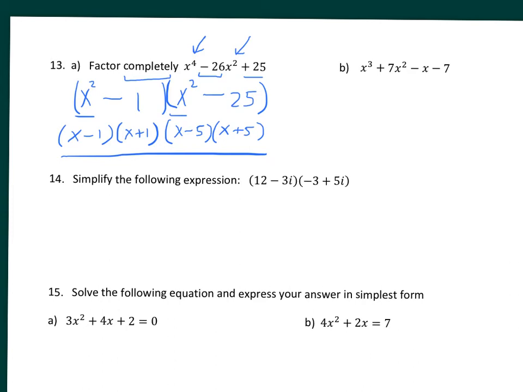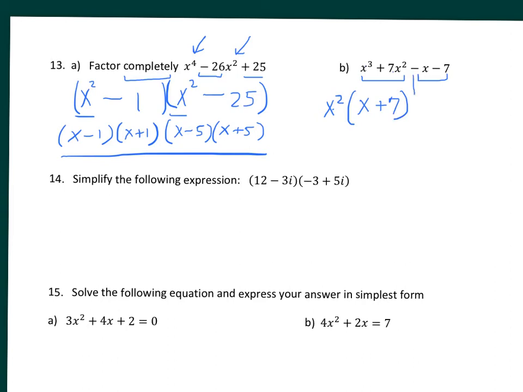Next one, in B, we have 4 terms. So in 4 terms, we use factor by grouping. What we do is we take a greatest common factor out of the first two, which is x squared. When we divide x cubed by x squared, we get an x, and 7x squared divided by x squared is a plus 7.